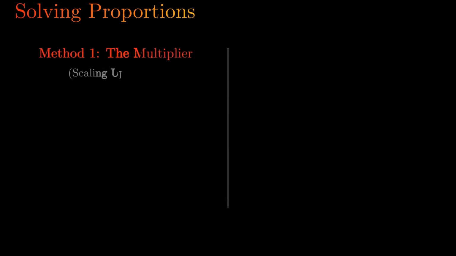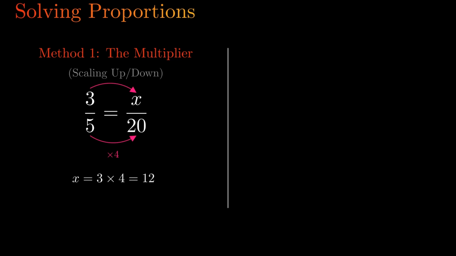Method 1, the multiplier, scaling up or down. Look at this proportion. 3/5 equals x over 20. Ask yourself, how do I get from 5 to 20? We multiply by 4. Since we multiplied the bottom by 4, we must multiply the top by 4 to keep it fair. 3 times 4 equals 12, so x equals 12.